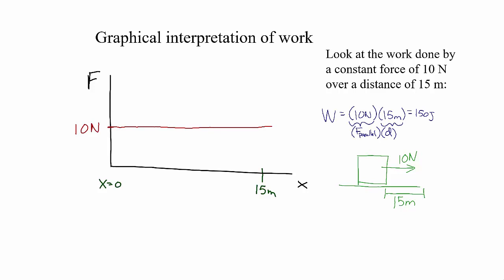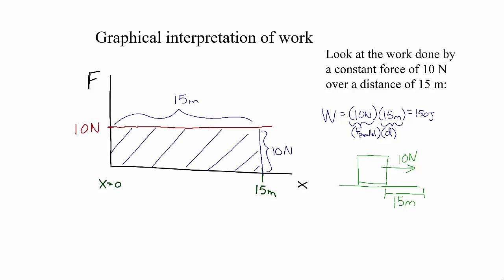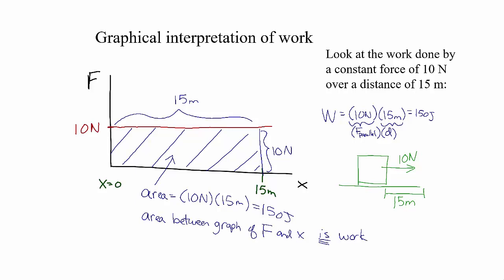Looking at this on the graph, we can see that this relates to the area between that graph of the force and the horizontal axis. We have the area of that rectangle. That rectangle has a height of 10 newtons and it has a width of 15 meters. And so the area between that graph and the horizontal axis is 150 joules. It's 10 newtons times 15 meters. And so the area between the graph of force and position is the work done.